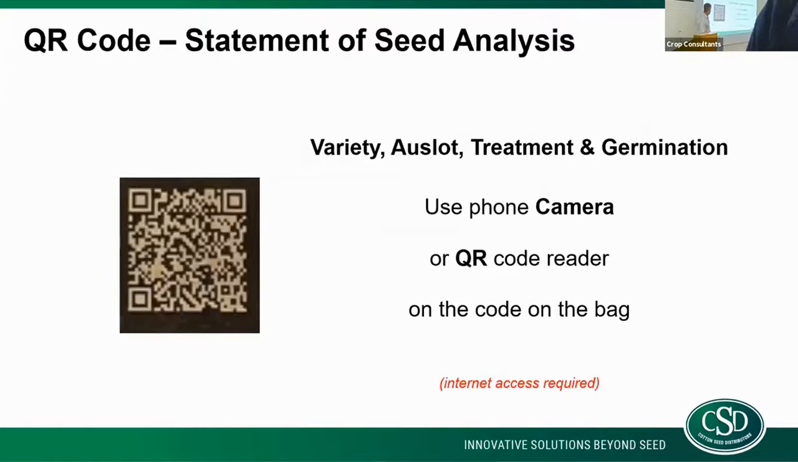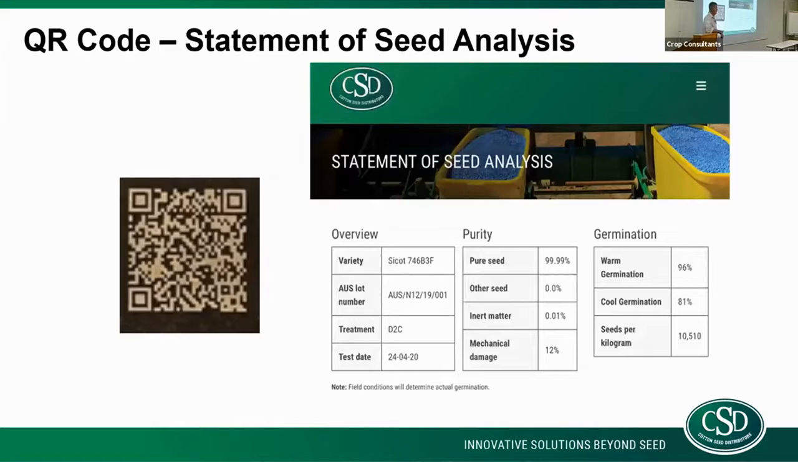I did want to point out, from a housekeeping point of view, for want of a better word, that any seed bags this year from early Water 2 onwards will actually contain a QR code. Just open the camera up on your phone, wave it over the bag, and you'll get a statement of seed analysis, assuming you've got an internet connection. All that information will be there: your OZLOT, your treatment. Take a screenshot, do whatever you need to do. Most people will certainly be keen to look at the germination information.